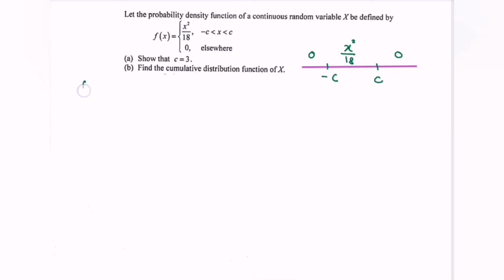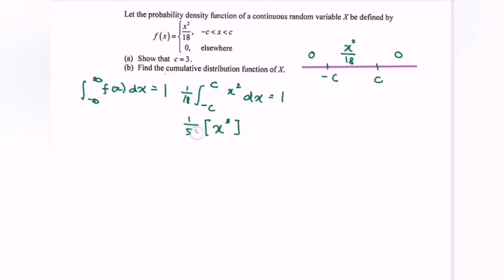As we all know, the integral from negative infinity to infinity of the function f(x) with respect to x is equal to 1 because they said it is a continuous random variable x. So it refers to the situation: integrate from negative c to c the function x squared over 18 with respect to x, which is equal to 1. Kindly integrate: we have x to the power of 3 over 3, multiplied by the 18, giving 1 over 54, for the limits c and negative c, equal to 1.